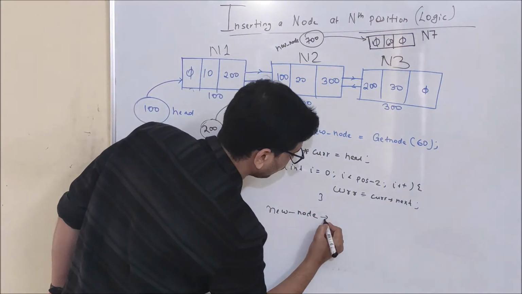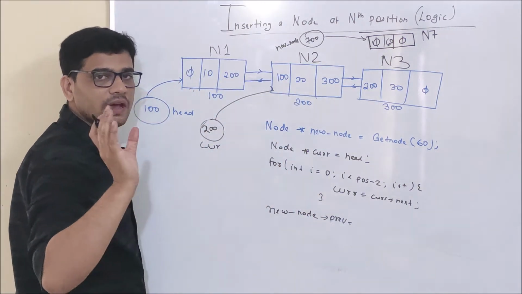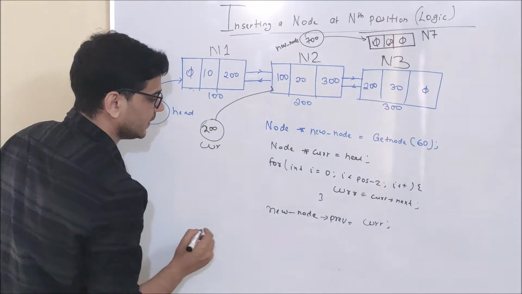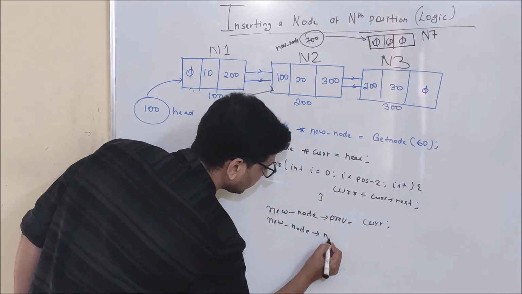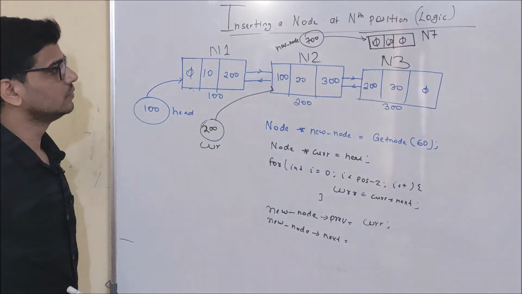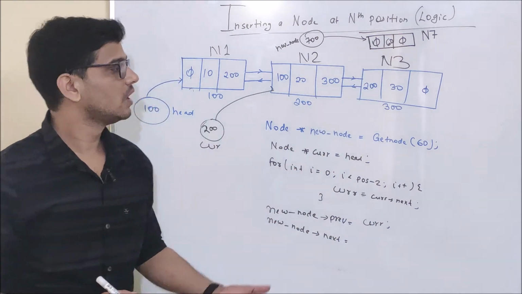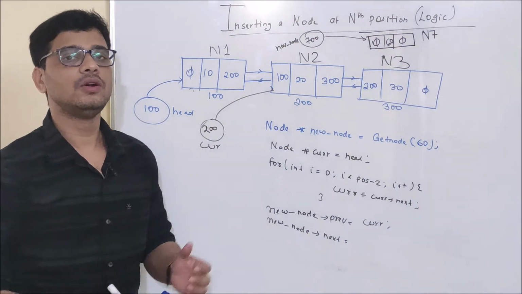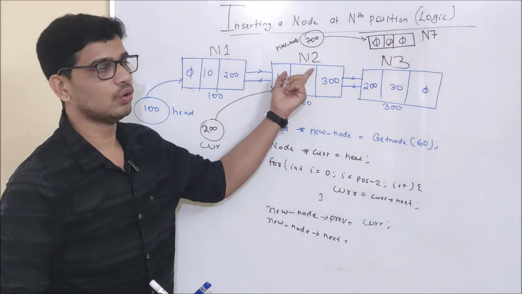New node dot previous, we need to update it to node 2 address. And where do we have node 2 address? We have node 2 address in cur. Next, what we will do? New node dot next, that we will update the next part to node 3, and from where can we get node 3 address? We have node 3 address in node 2 next part. And how can we access node 2 next part? See, current is holding 200, so current dot next will be the node 2 next part.